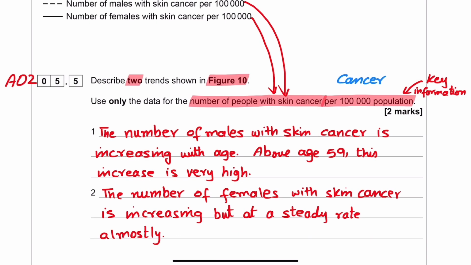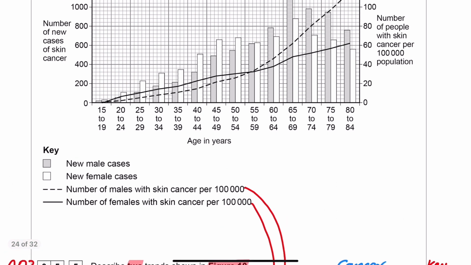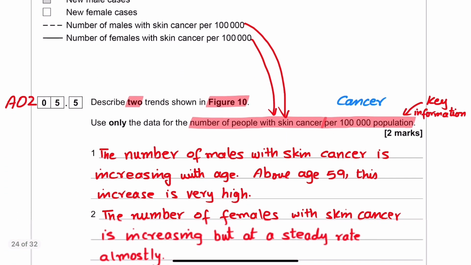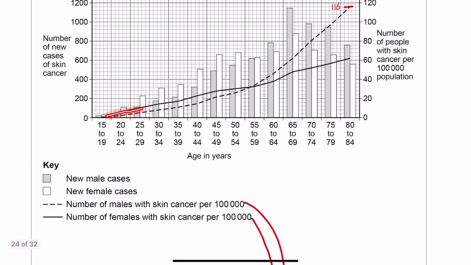The number of males with skin cancer is increasing with age. Above the age of 59, this increase is very high. We can see it from this figure. After 59, this trend is very high as compared to females. Second, the number of females with skin cancer is increasing but at a steady rate mostly. If you see here, this trend is increasing at a steady rate.